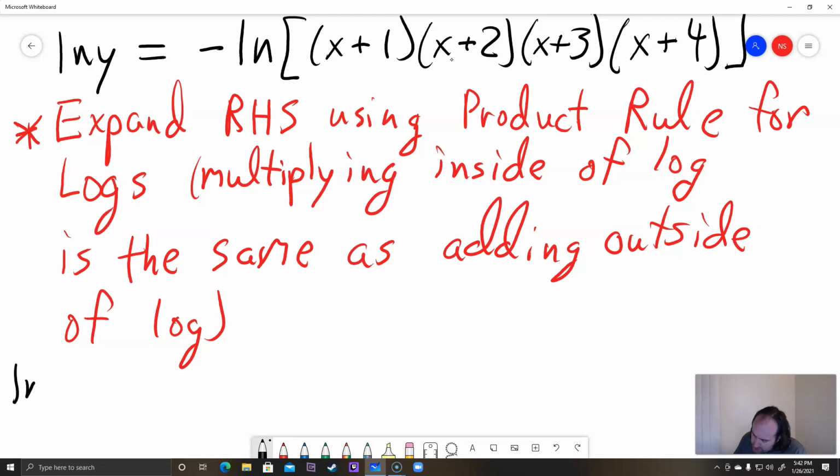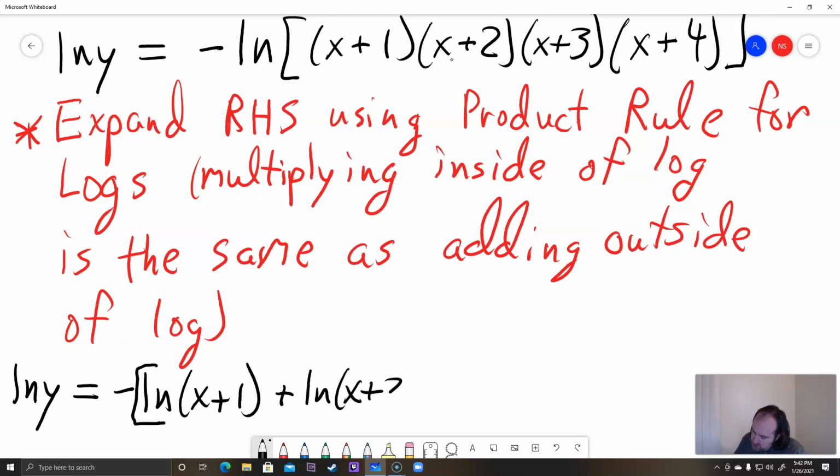Okay, so we're going to have ln of y equals negative ln, well, I'm going to put brackets around this whole thing. So we're going to have ln of x plus 1 plus ln of x plus 2 plus ln of x plus 3 plus ln of x plus 4.